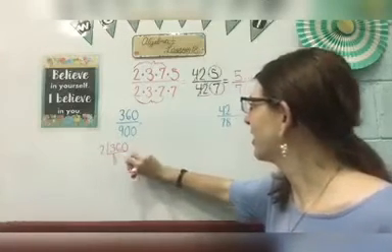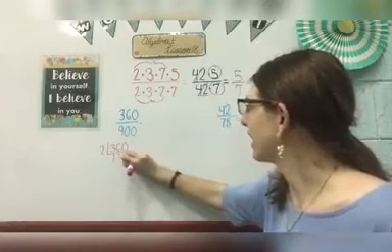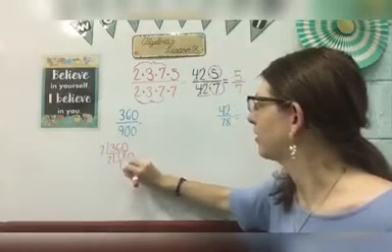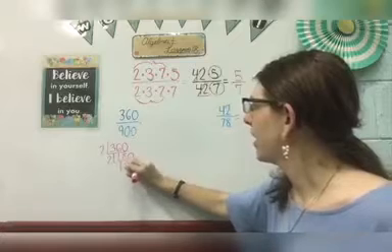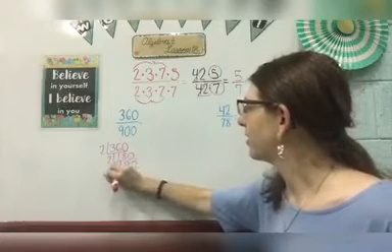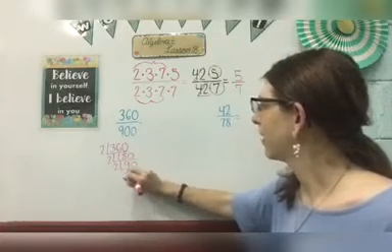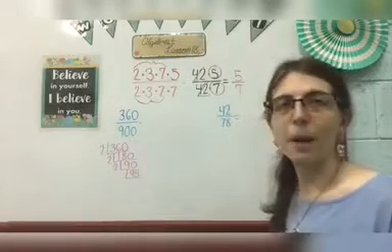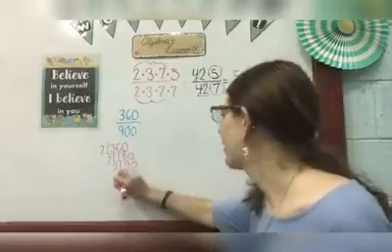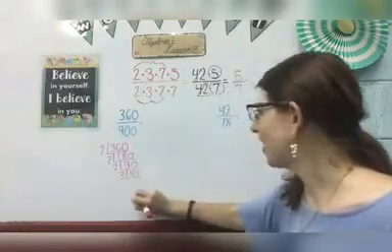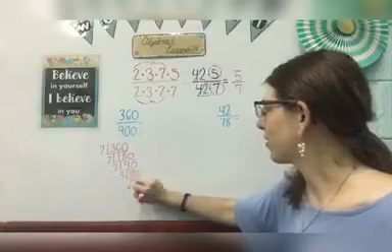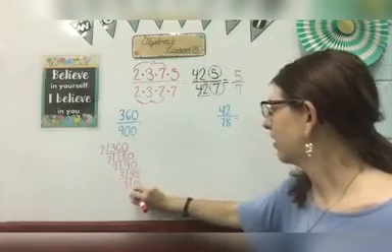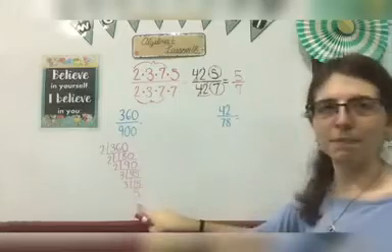So 360 divided by 2 is 180. Divided by 2 again, so we can still have 2 go into it, is 90. 2 can still go into 90. Your answer is 45. Okay, 2 can't go into 45, but 3 can. So I go to the next prime number, which is 3, and 45 divided by 3 is 15. 3 still goes into 15. 5 is a prime number, so I'm done.